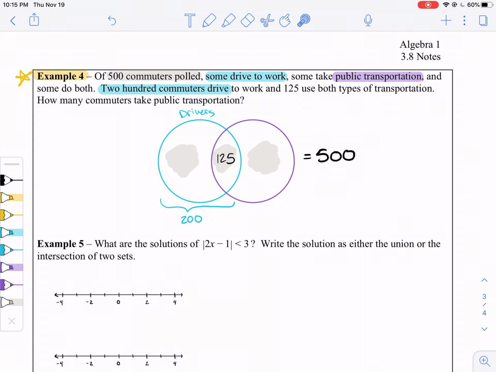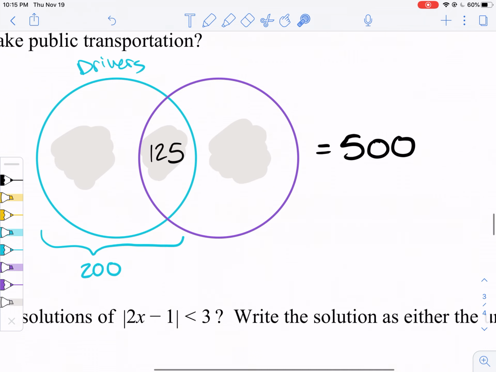But guess what, guys? It doesn't really matter. Because 200 commuters drive to work, and we want to know how many take public transportation. Oh, you know what? It does matter. I'm just kidding. Okay. So of all the drivers, of the 200, 125 also take public transportation, which leaves 75 people that only drive.